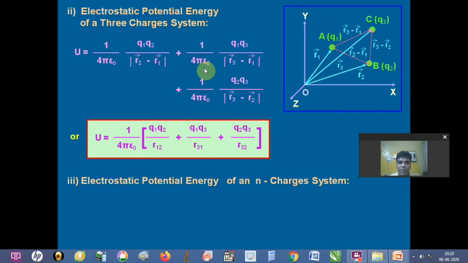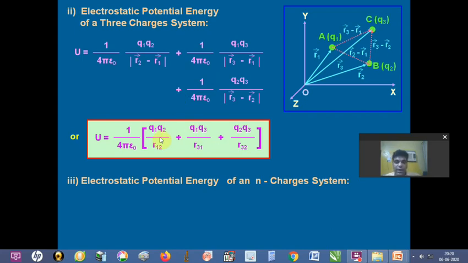r2 vector minus r1 vector. So this will give the term q1 q2 upon r2 minus r1 vector, and we can write here r12, r31 and r32, all these terms. So this will give the electrostatic potential energy of three charges.